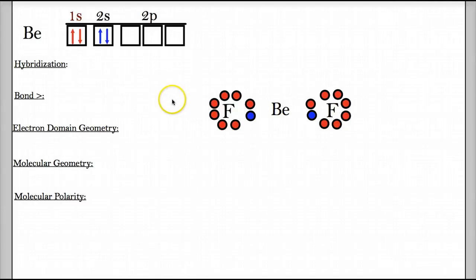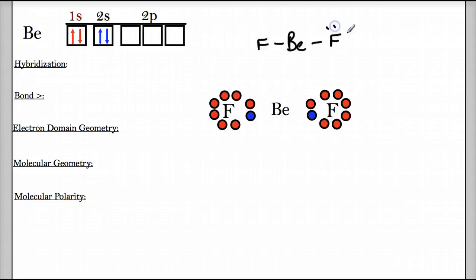In this lecture, I'll be covering hybridization, bond angles, electron domain geometry, molecular geometry, molecular polarity, and the basics of the theory of hybridization by Linus Pauling. So in any case, let's start with beryllium fluoride, a weird chemical, and one that makes a shape something like this. So beryllium bonds with fluoride, or fluorine, I should say.